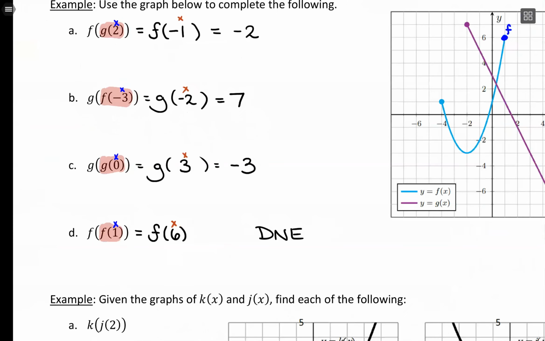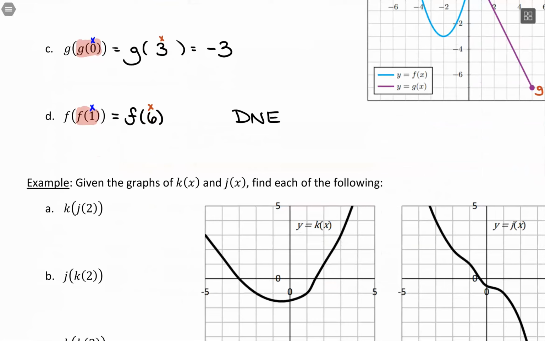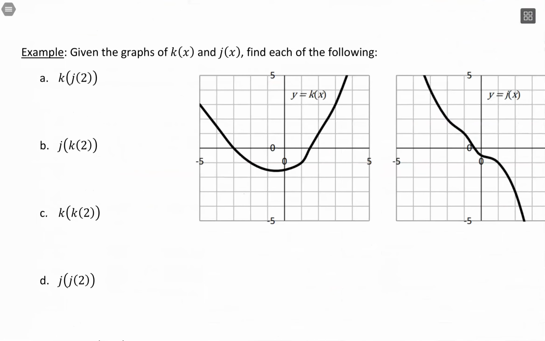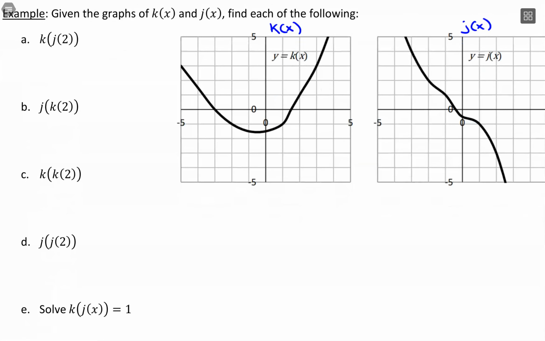In this case, the two functions were graphed on the same grid. This is going to be very similar here; we're just separating the two graphs onto separate grids. I'm just going to write at the top here k of x and j of x, just so I don't get them jumbled, because it's very important to know which function is which. This will be really similar, just what if they're on separate graphs, and then we'll also end with that little twist of what if we wanted to solve.